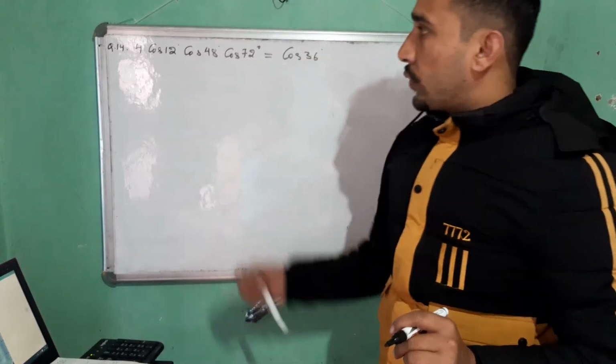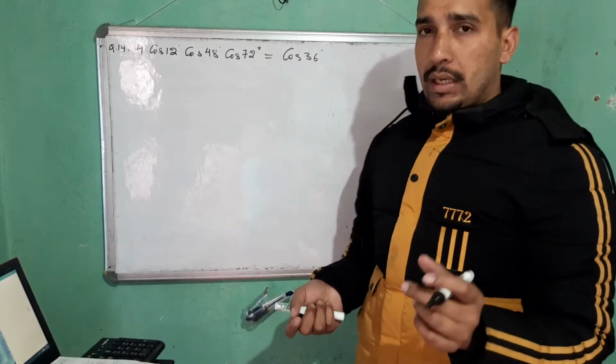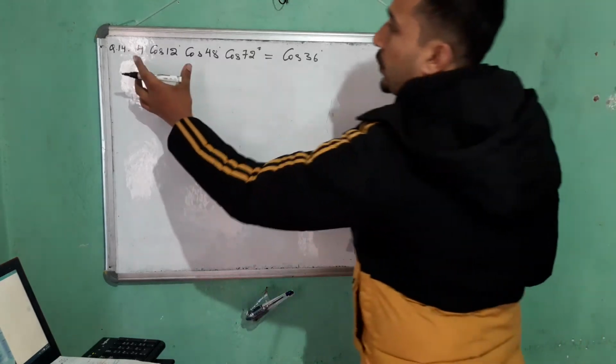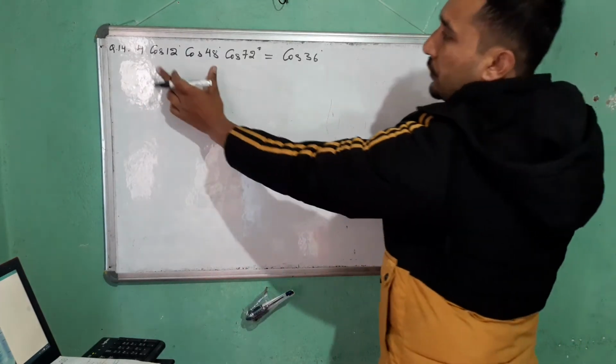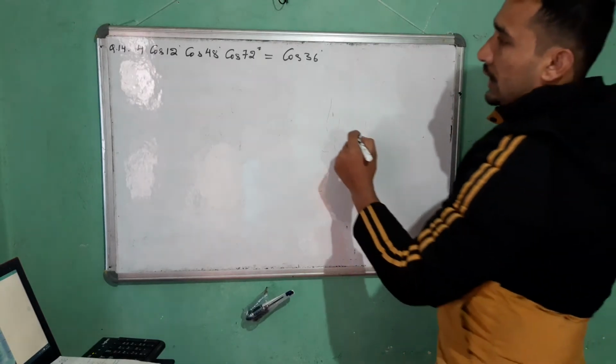Now question number 13 sub number 2, that is your home task. It is similar to question number 13 sub number 1. Next is question number 14. Prove that 4 cos 12 degree cos 48 degree cos 72 degree equals cos 36 degree.